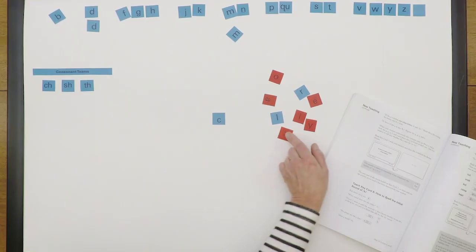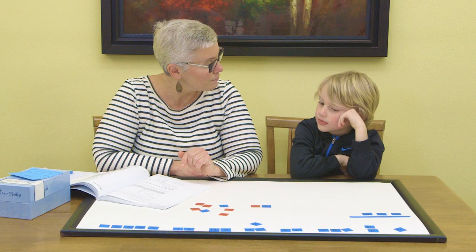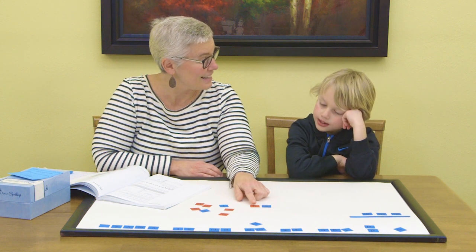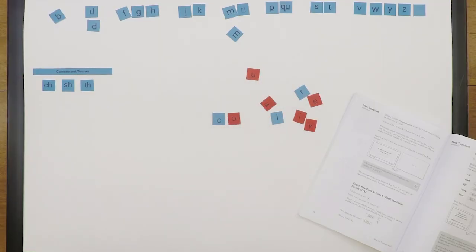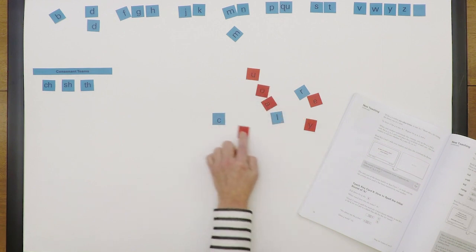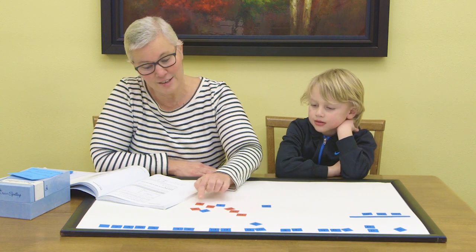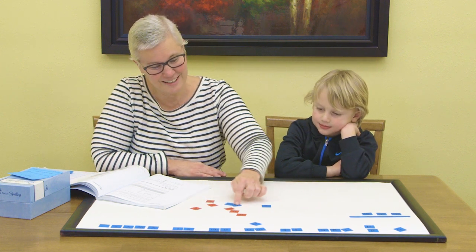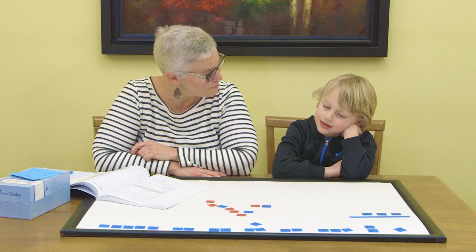Let's try mixing these up and see if you can figure out what sound C makes in front of these letters. Let's try U. K. How come? Because there's not E, I, or Y. That's right. What sound does C make in front of O? K. Good. Good job. How about L? K. Very good. Very good. All right, how about E?